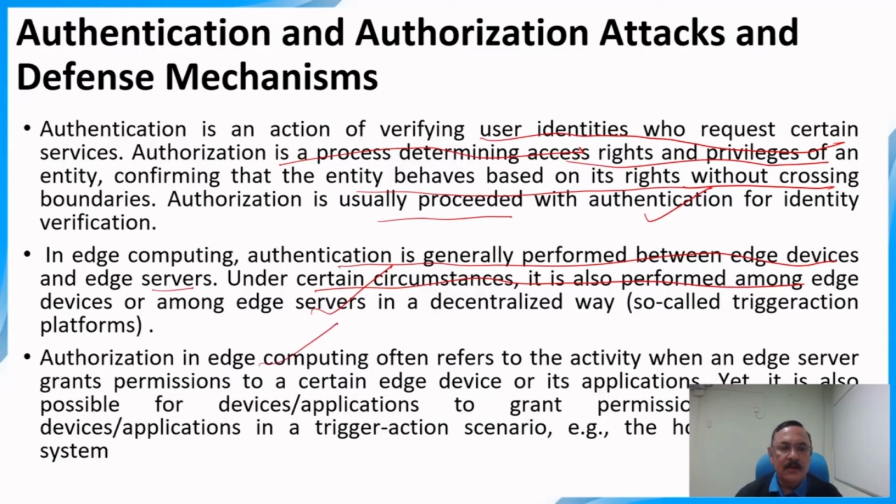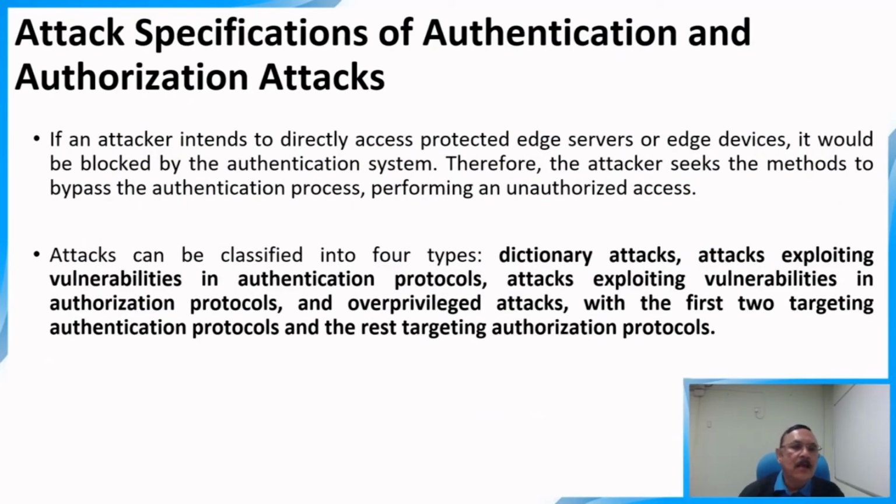Authorization in edge computing often refers to the activity when an edge server grants permission to a certain device or an application. Yet, it is also possible for devices or applications to grant permission to other devices in a trigger action scenario, that is, in home automation. Now, attack specification of authentication and authorization attacks. If an attacker intends to directly access the protected edge servers or devices, it would be blocked by the authentication system that we have shown in the previous diagram. Therefore, the attacker seeks a method to bypass the authentication process, performing unauthorized access.